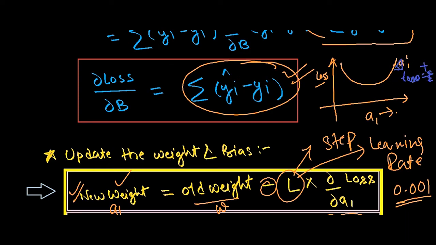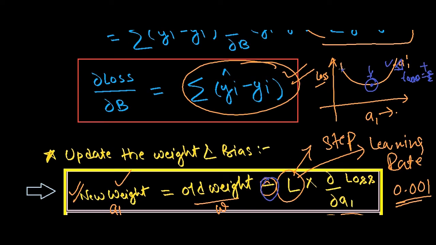When theta is positive, it means that our global minima is on the left side of the current point. When the slope is positive, it means that the global minima is on the left side of the current point. So if we want to reach this global minima, then we need to decrease our A1, right? That is why this negative sign is there.